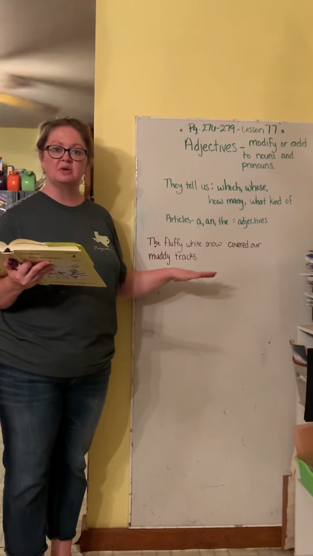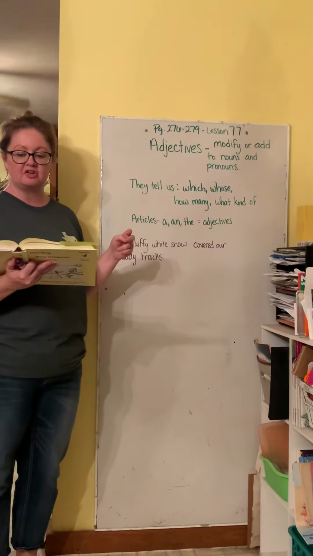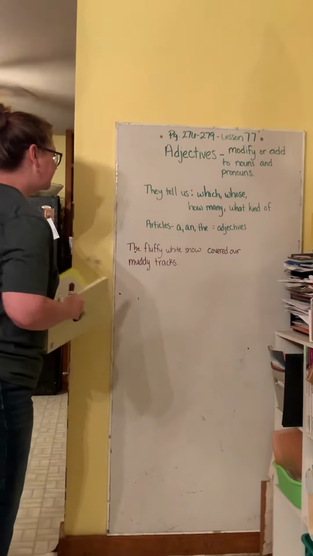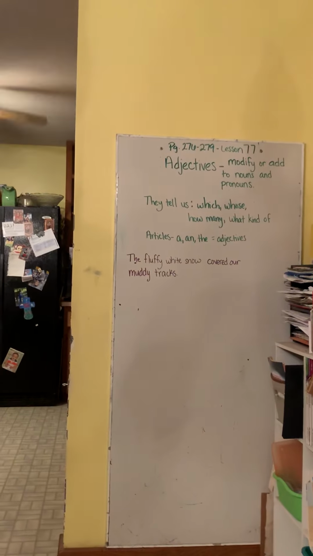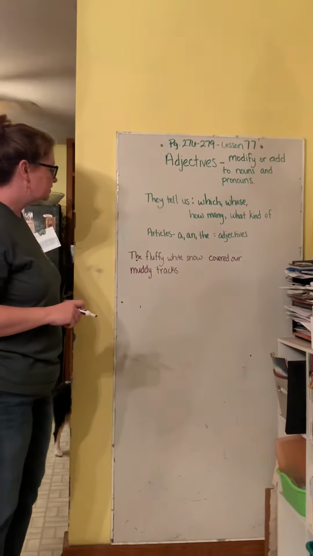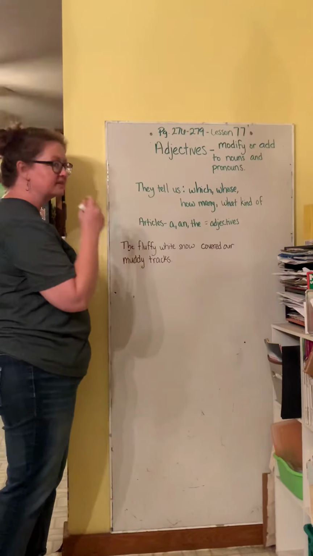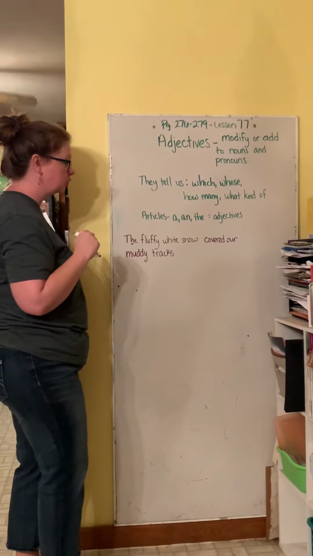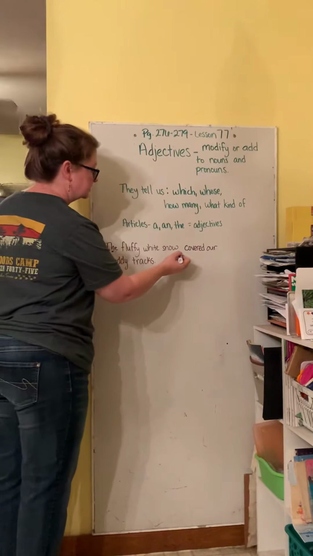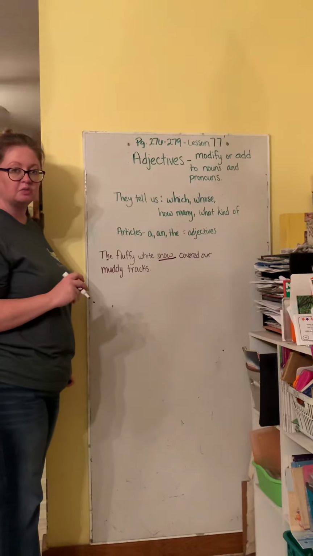All right, so now we are going to look at another sentence. We're going to take it apart, and then I'm going to show you how we diagram our adjectives, okay? The fluffy white snow covered our muddy tracks. So what is my subject, first off? Remember, my subject tells me who or what the whole sentence is about. Okay? Snow. My sentence is about snow.